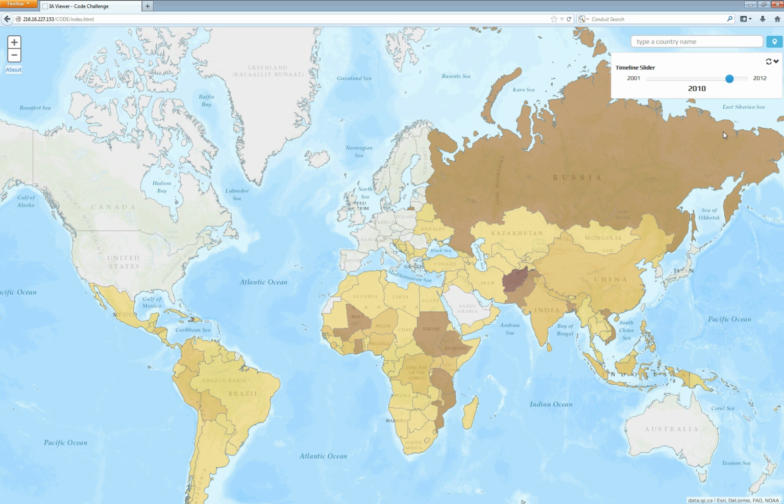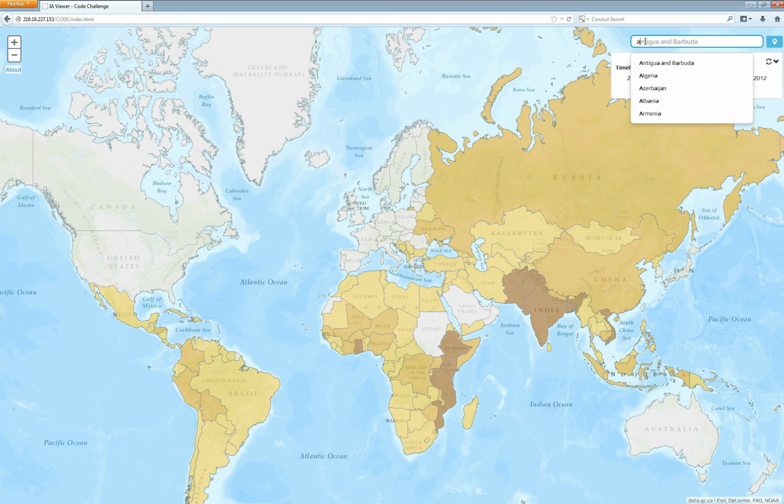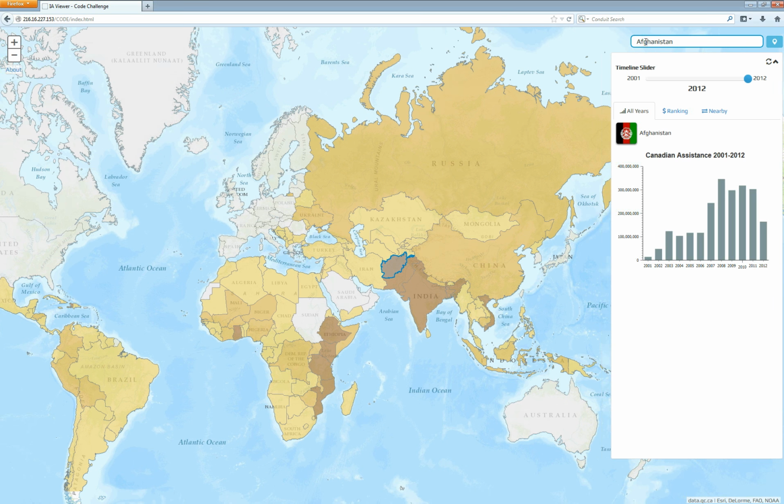It was also interesting to us to see this pattern of, as we move from 2011 up to 2012, the dollars are really starting to concentrate in Eastern Africa, parts of Asia and Southeast Asia. Of course, we could look for Afghanistan, and you expect to see a lot of dollars that have gone to Afghanistan over that time period.